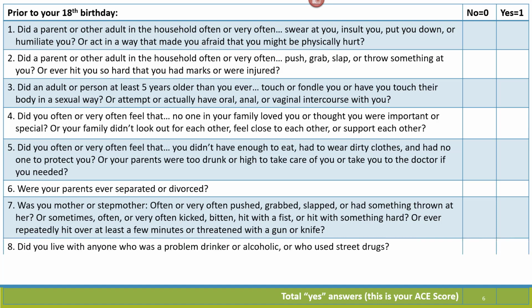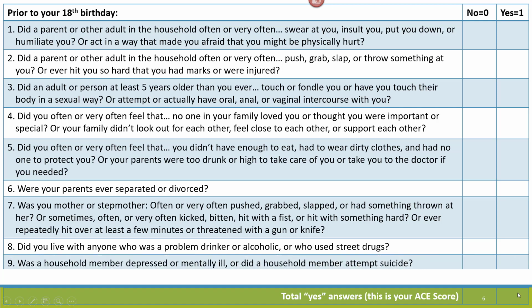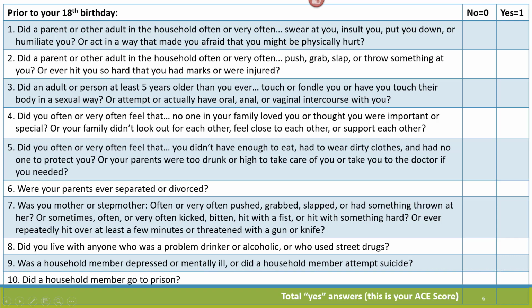8. Did you live with anyone who was a problem drinker or alcoholic, or used street drugs? 9. Was a household member depressed or mentally ill, or did a household member attempt suicide? Finally, did a household member go to prison? So I want you to total the number of yes answers, and this is your ACE score.